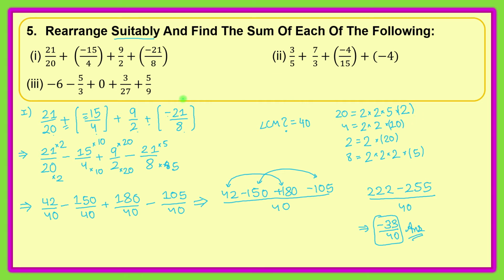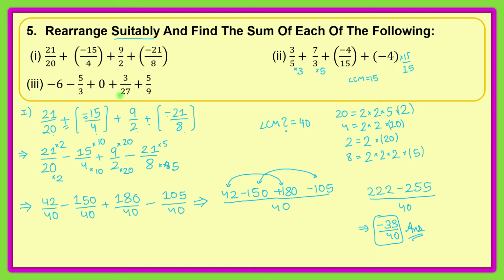And now the second and the third part follow the same principle. In the second part, as we can see, the LCM would be 15. So the first fraction would be multiplied by 3, the second fraction would be multiplied by 5, in the numerator and denominator both. And the last number, negative 4, we are going to multiply by 15 upon 15, in both the numerator and denominator. Here the denominator would be 1.